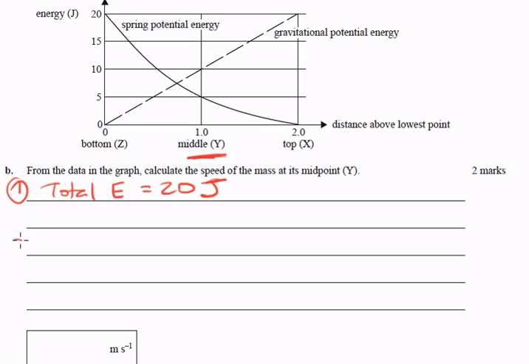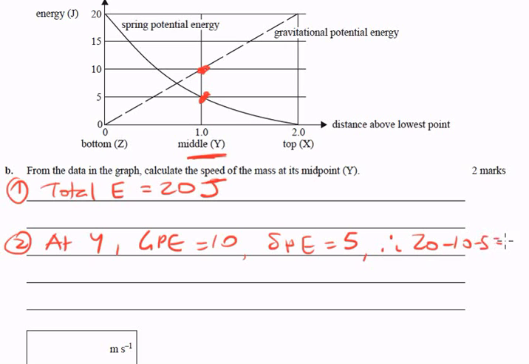And at y, in the middle there, we've got, according to this graph, the gravitational potential energy is here, it's 10. We've got the spring potential energy is this guy here, it's 5. Therefore, 20 minus 10 minus 5 equals 5. So the kinetic energy equals 5 joules.